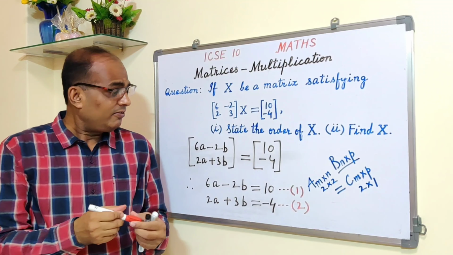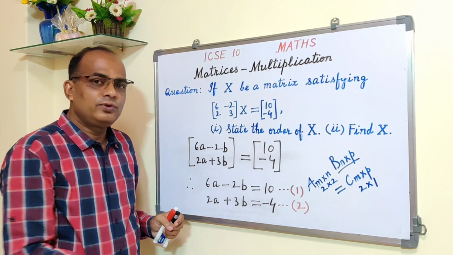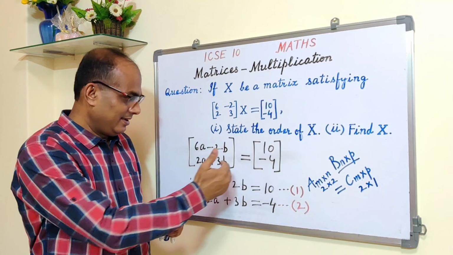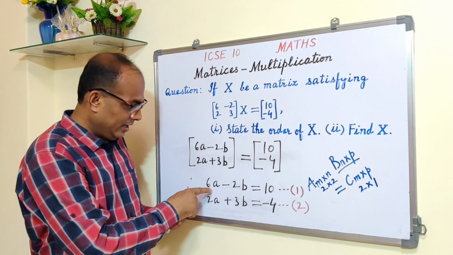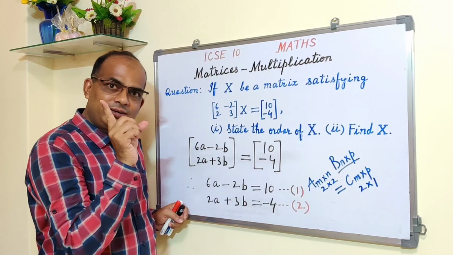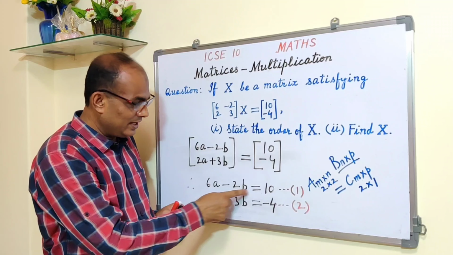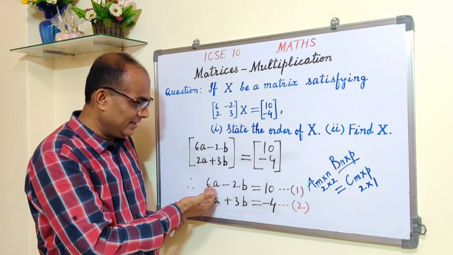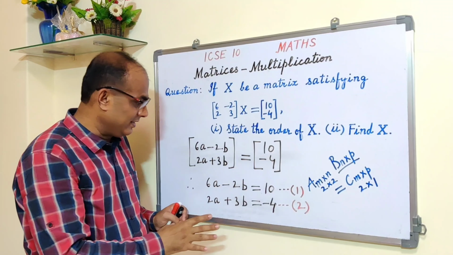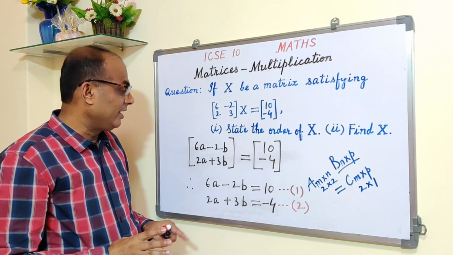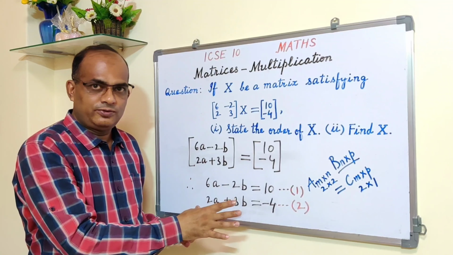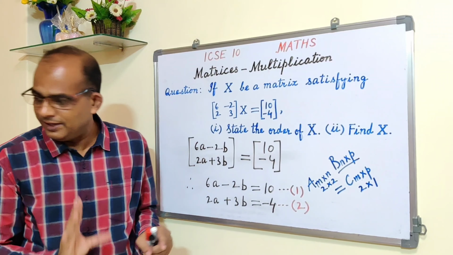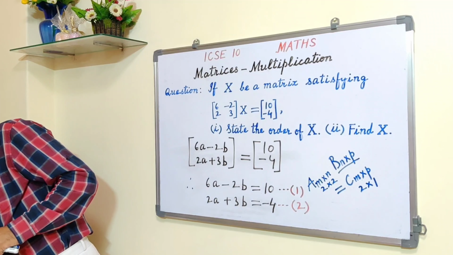Okay, now after this you are going to solve these two equations. This you know from your 9th standard, 8th standard. Simultaneous equation. You remember in terms of x and y, 6x minus 2y is equal to 10, 2x plus 3y is equal to minus 4. So in place of x and y we are writing a and b. So you simplify this and get the values of a and b. That you have to do. I suppose you know how to find out the values of a and b.